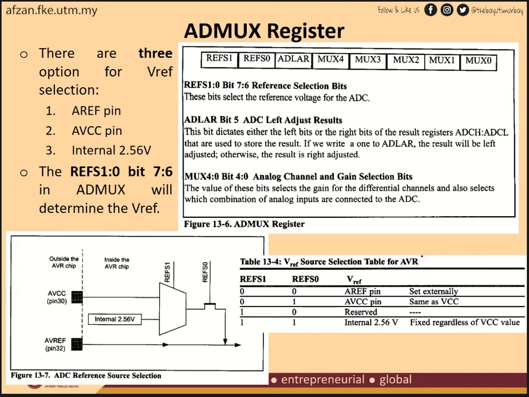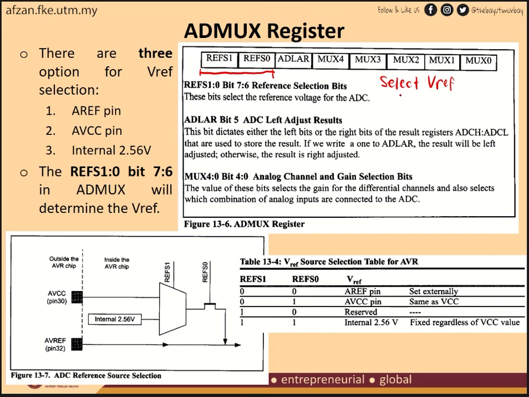Okay, let's look at the ADMUX register. So the ADMUX register is 8-bit in size. In this ADMUX register you need to know the first 2 bits here, which are bit 7 and bit 6, denoted as REFS1 and REFS0. Okay, so REFS1 and REFS0 are used to select your VREF.